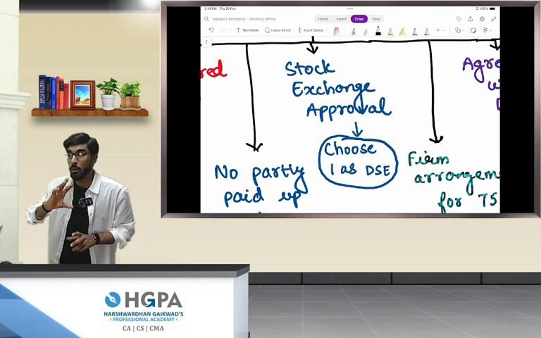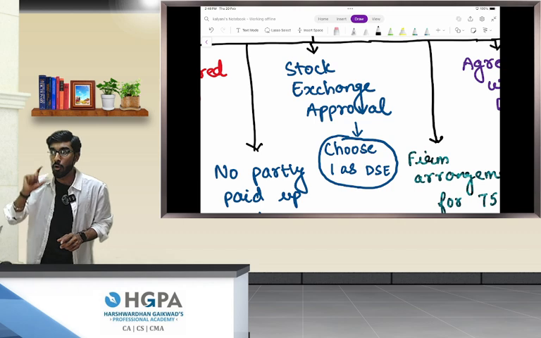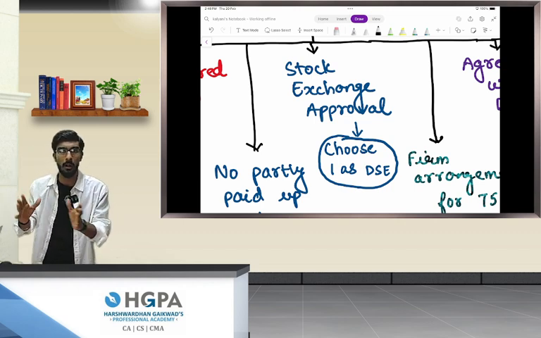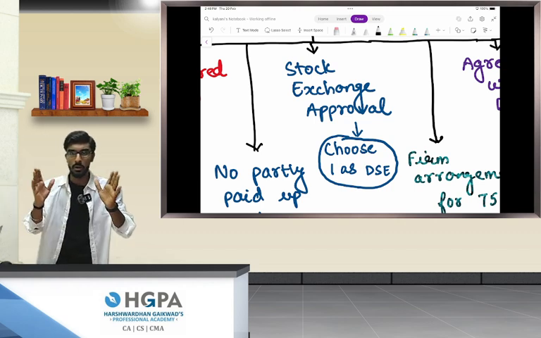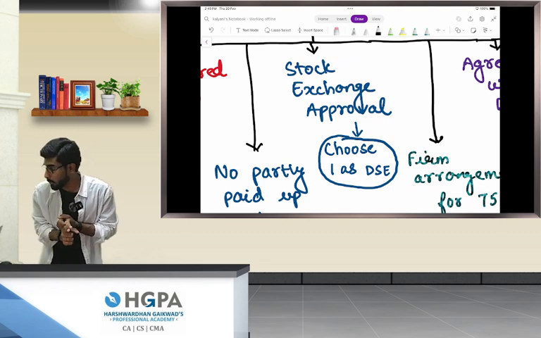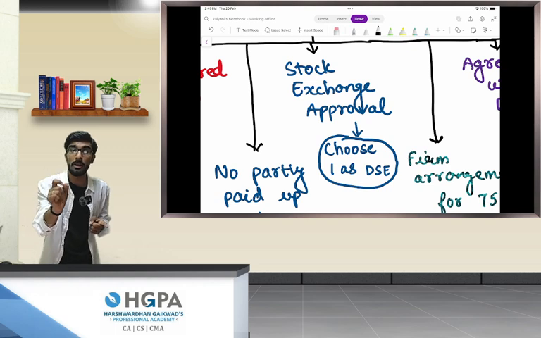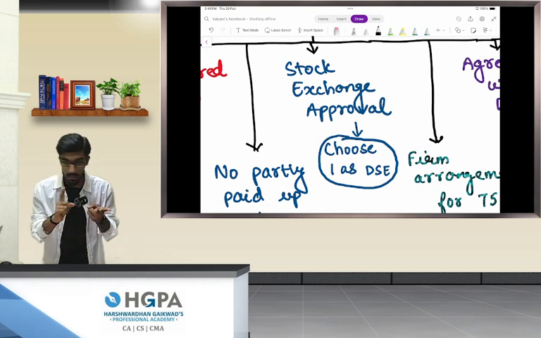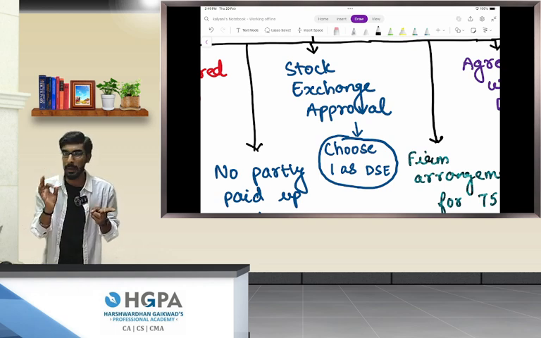Designated stock exchange means the exchange that will be coordinating activities and handling regulatory compliance and all sorts of things. Okay, so number one, stock exchange approval. One stock exchange should be appointed as a designated stock exchange. Number two is no partly paid up shares.